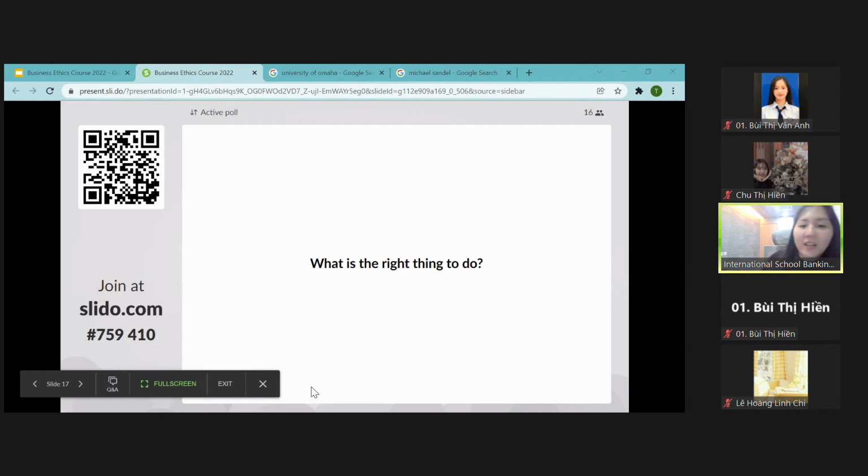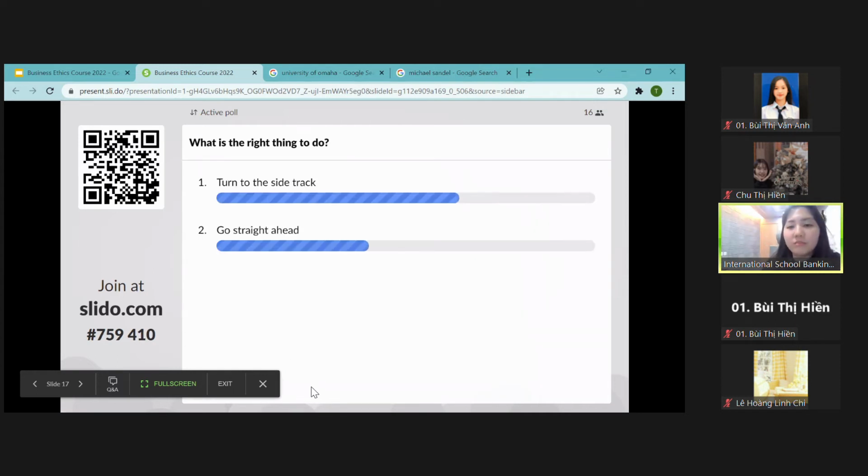Okay, let's look at the results. What is the right thing to do? So it's very close, the two options are very close to each other. Option number 1, turn to the side track, takes the majority. So most students choose to turn to the side track. They choose to kill one worker instead of 5. Or in another way of saying that, they choose to save 5 and kill 1.